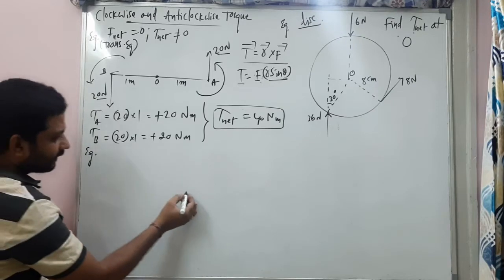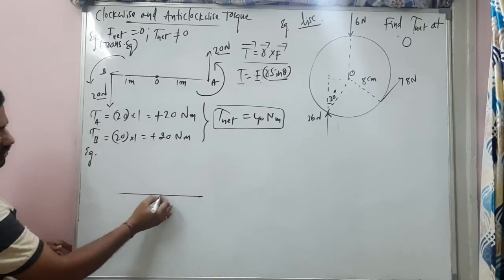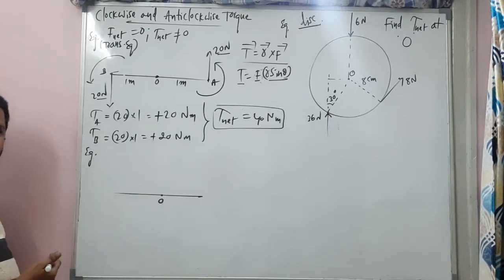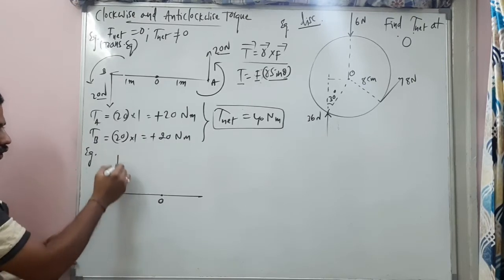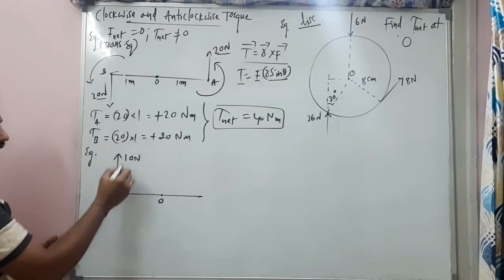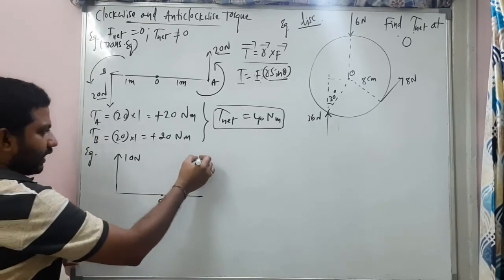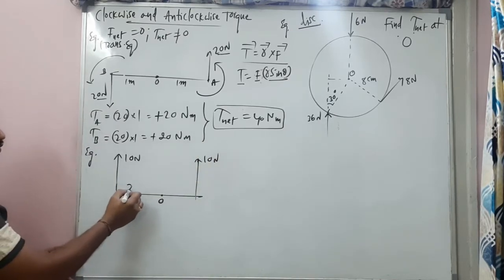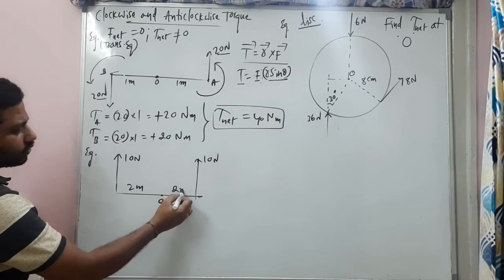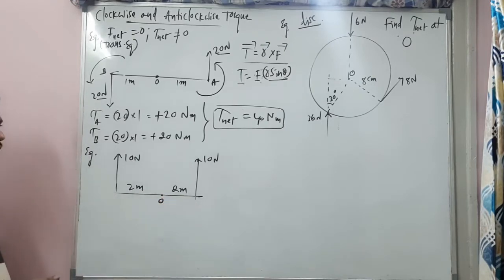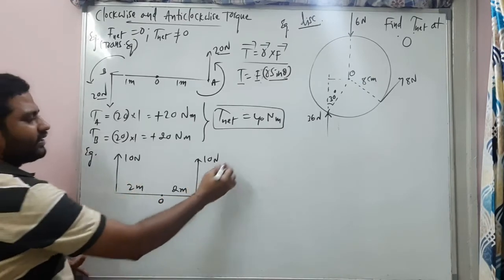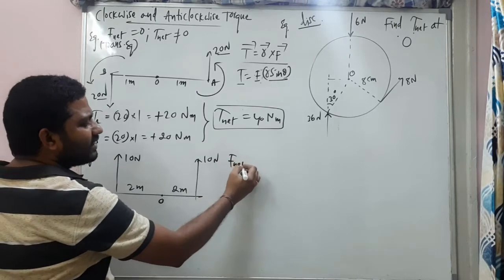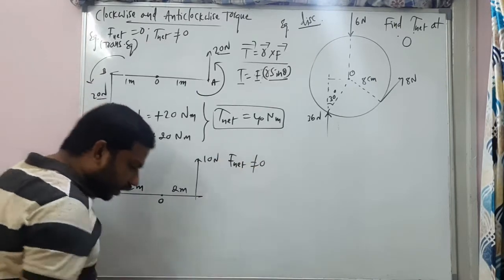In this example, this is the O axis of rotation. There is a force of 10 Newton acting in this direction, and another force of 10 Newton acting in this direction. So this is 2 meter and this is also 2 meter here. So here, can I say the net force on the body is not equal to 0?